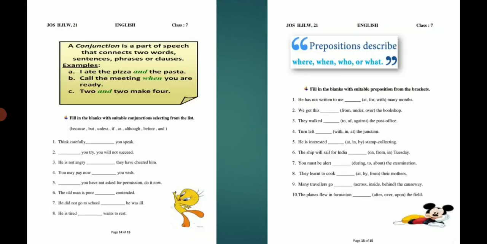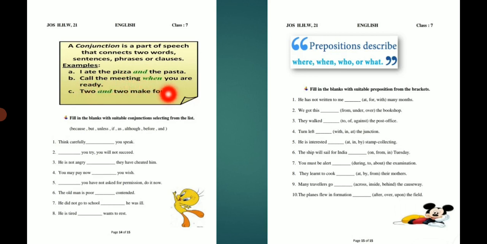Moving to the next slide, here are 2 exercises on page number 14 and 15, and it is of conjunction. Conjunction is a part of speech that connects 2 words, sentences, phrases or clauses. I have explained very well about sentences, phrases and clauses in the physical classes. Here are some examples. I ate the pizza and the pasta. You can see that and is a conjunction, a word which is connecting the 2 words or phrases.